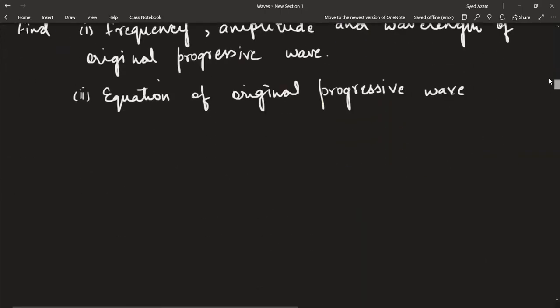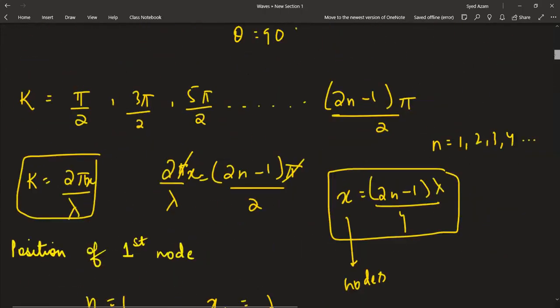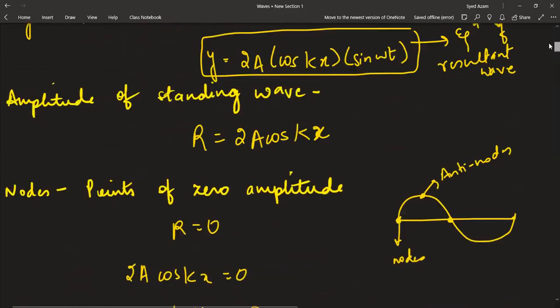Class, this equation we'll complete later. This question, first you write down this theoretical part.